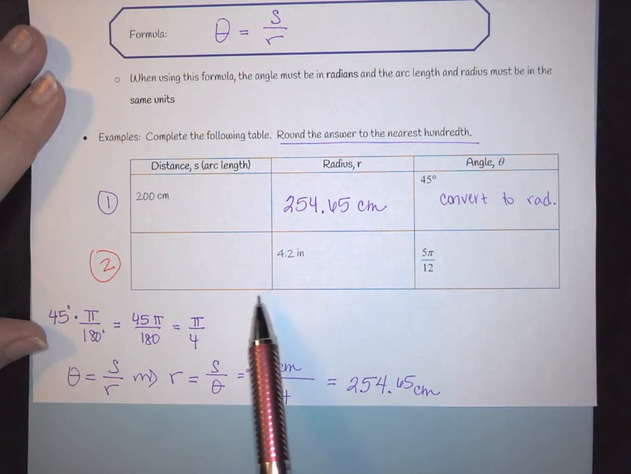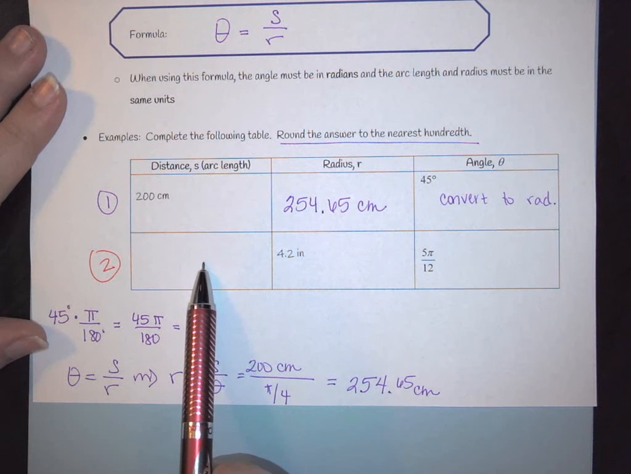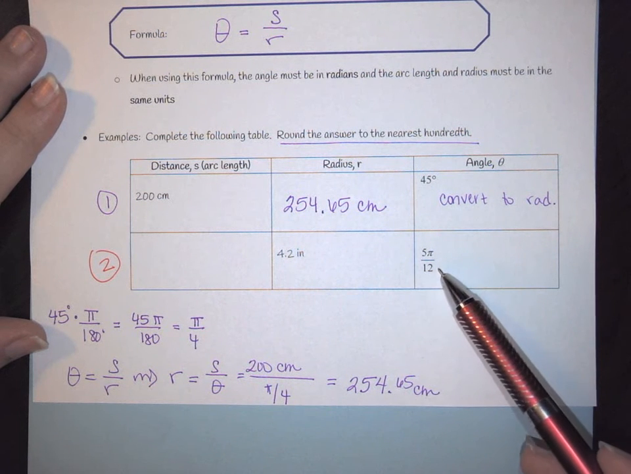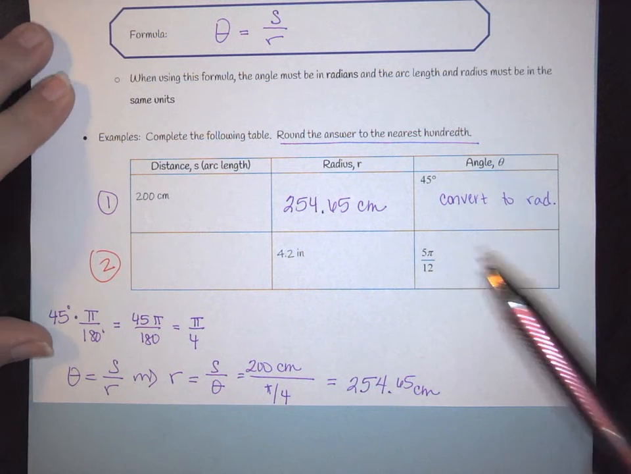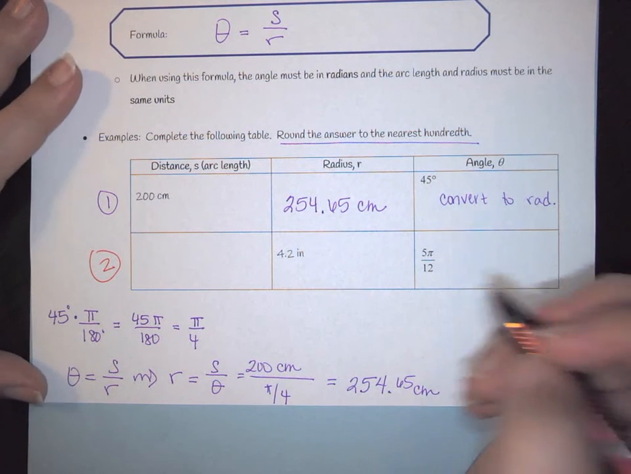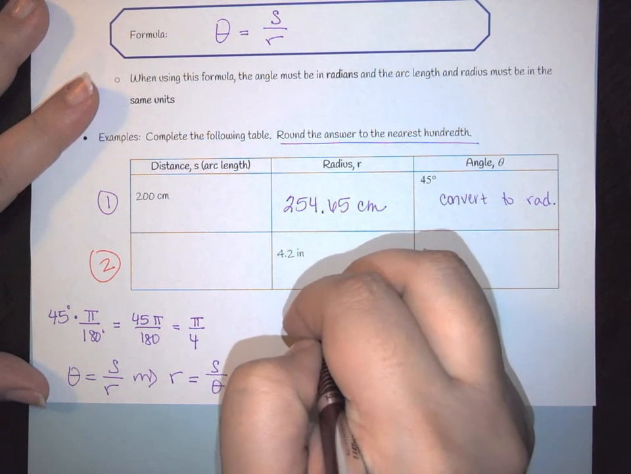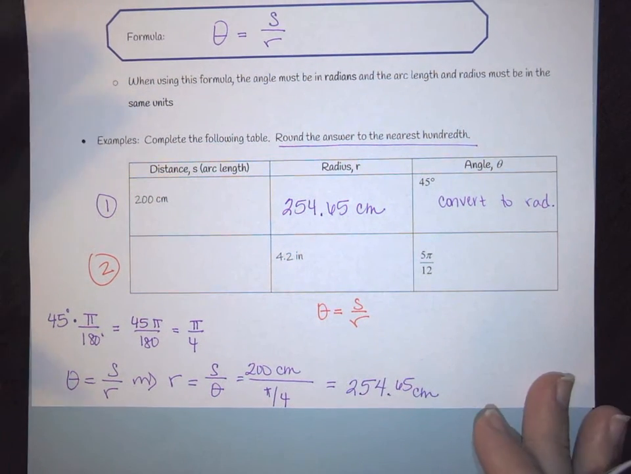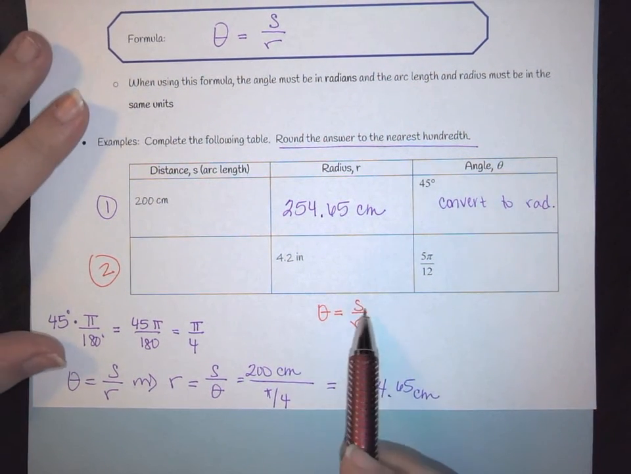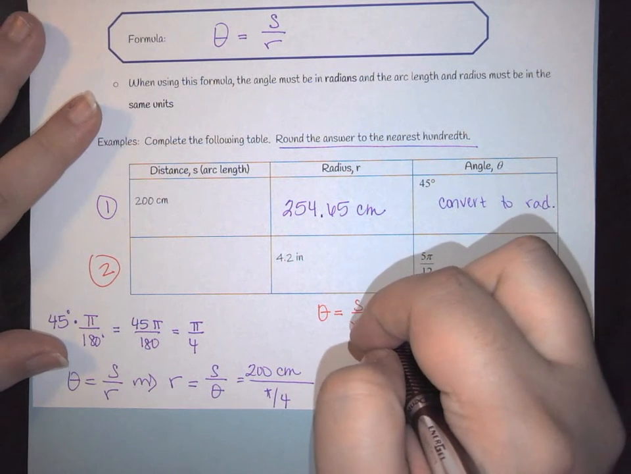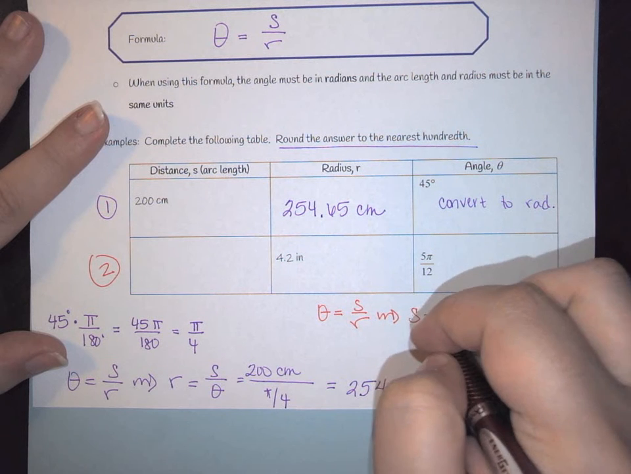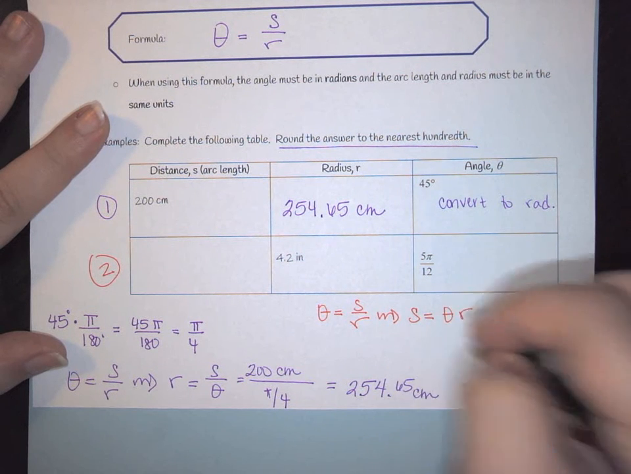Now the next one that we have is this bottom line, so we can call this problem number 2. In this case, notice my arc length is missing, but I have a radius and an angle, and my angle here is already in radians. So the only thing that we have to do here is start with our formula. Now in this case, it's my s that is missing, so we're going to rearrange our formula by multiplying both sides by r to get s by itself, so s equals theta r.